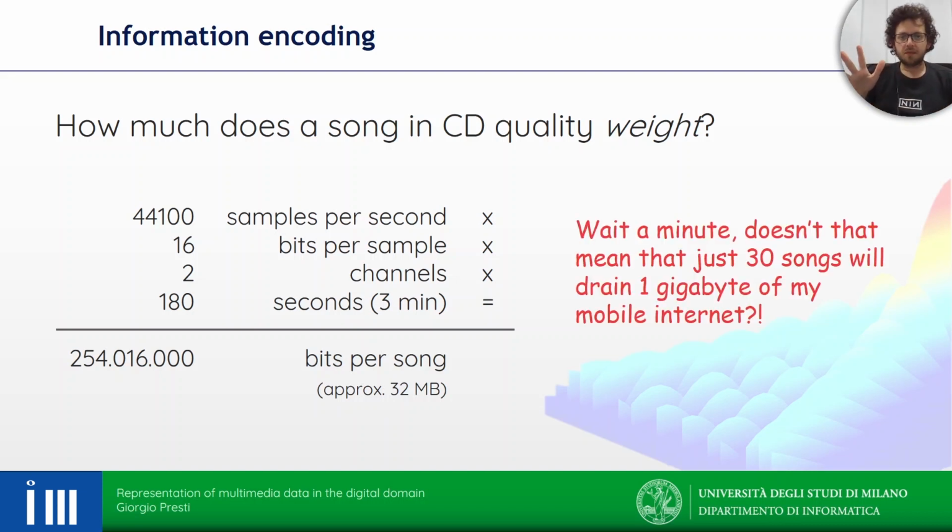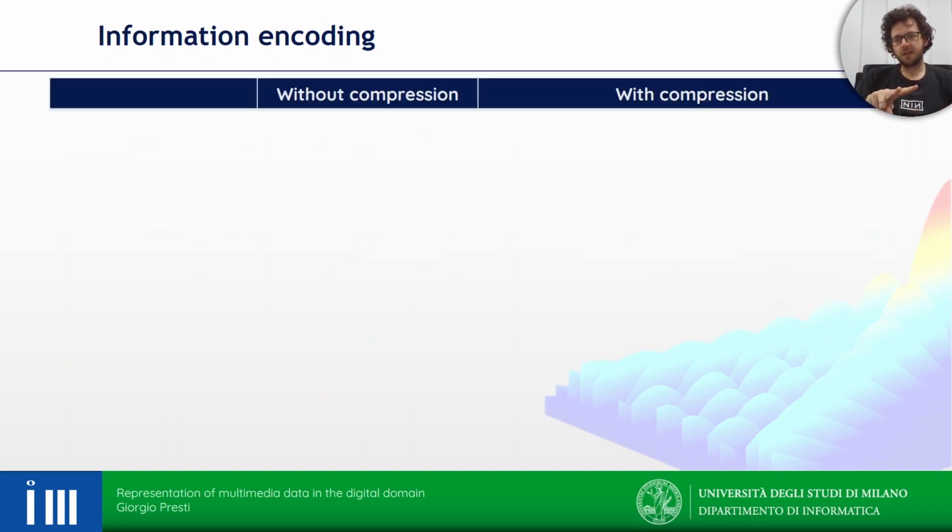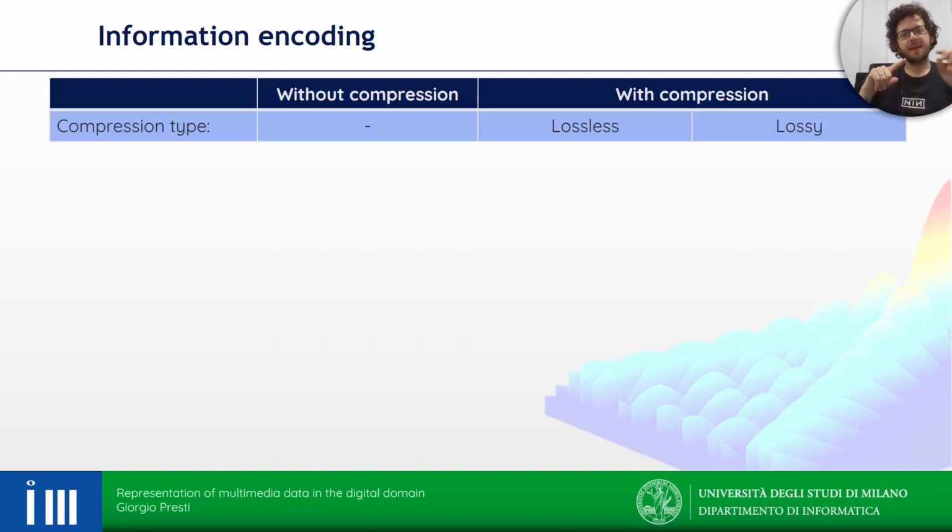But wait a minute. Doesn't that mean just 30 songs will drain 1 gigabyte of my mobile internet? Well, that's complicated, because when we store information, there are two ways of storing it. We can store it without compression or with compression. And if we store it with compression, we can compress in a lossless way or in a lossy way. But let's go with some order. Let's talk about without compression.